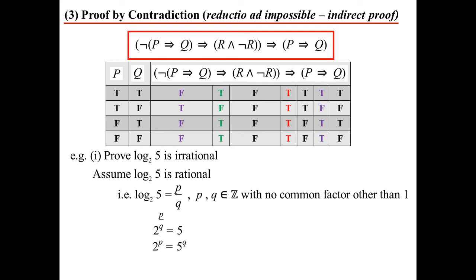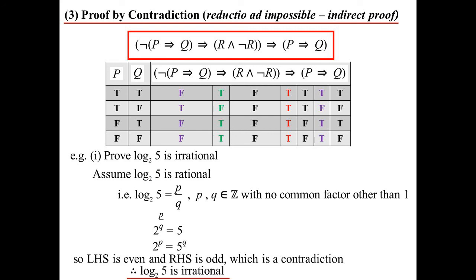You might not see it straight away, but we have our contradiction, because, hang on, 2 to the power of anything is going to give me an even number, and 5 to the power of anything will give me an odd number. So I have an even number equals an odd number. That can't happen. That's a contradiction. So I have my contradiction, hence we can say that the log of 5 base 2 must be irrational, that the original statement must have been wrong.